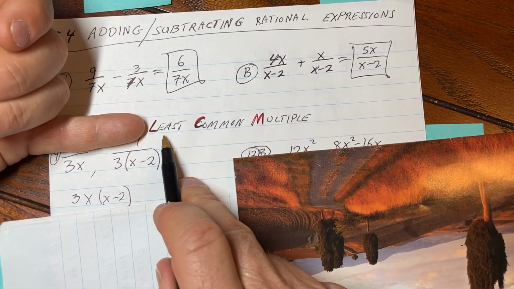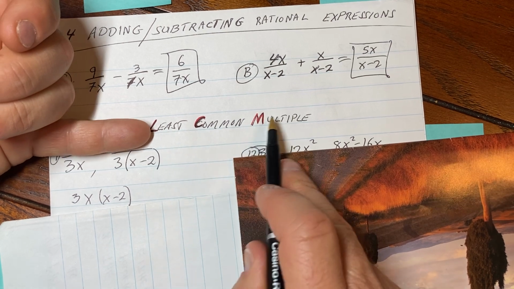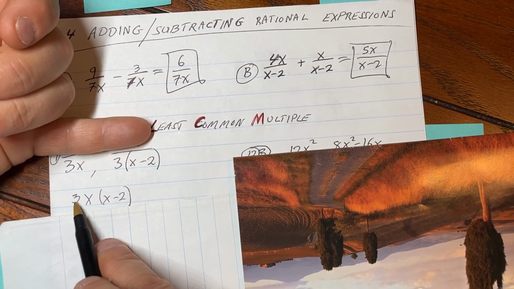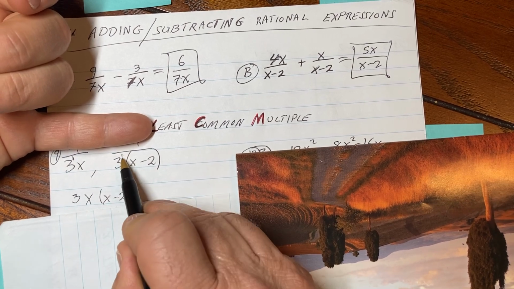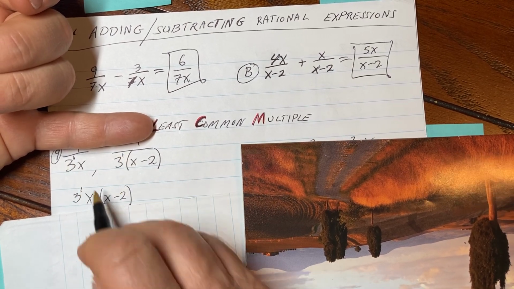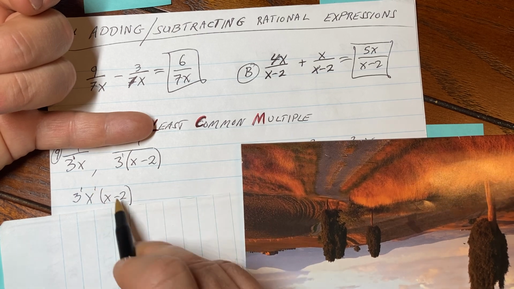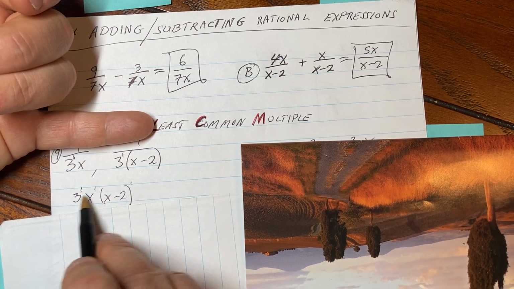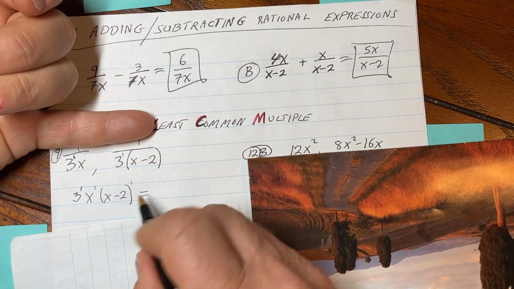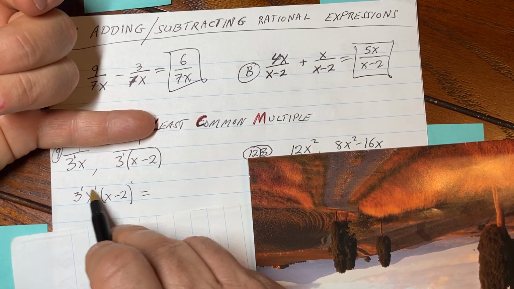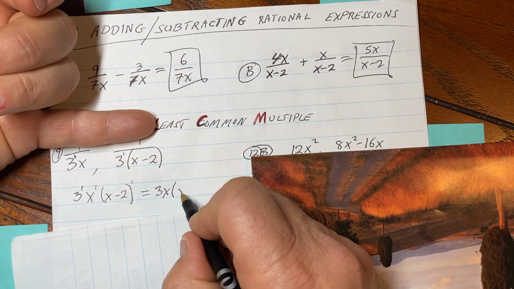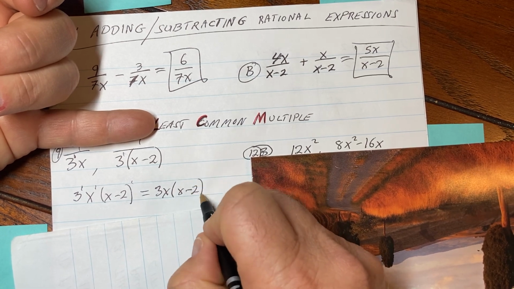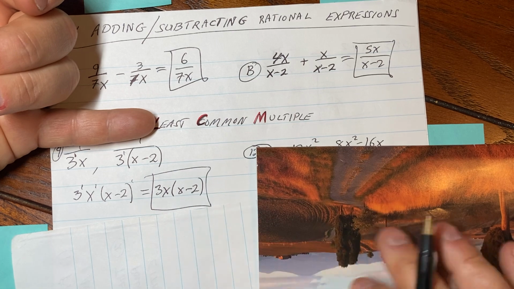I know it says the least common multiple, but we're looking for the largest exponent for the 3. There's an invisible exponent of 1 on the first one. The largest exponent for the 3 is a 1. Largest exponent for x is a 1. Largest exponent for x minus 2 is a 1. So this one's pretty straightforward. Every exponent's a 1. So the least common multiple is 3x times the quantity x minus 2. This is it. You're done.